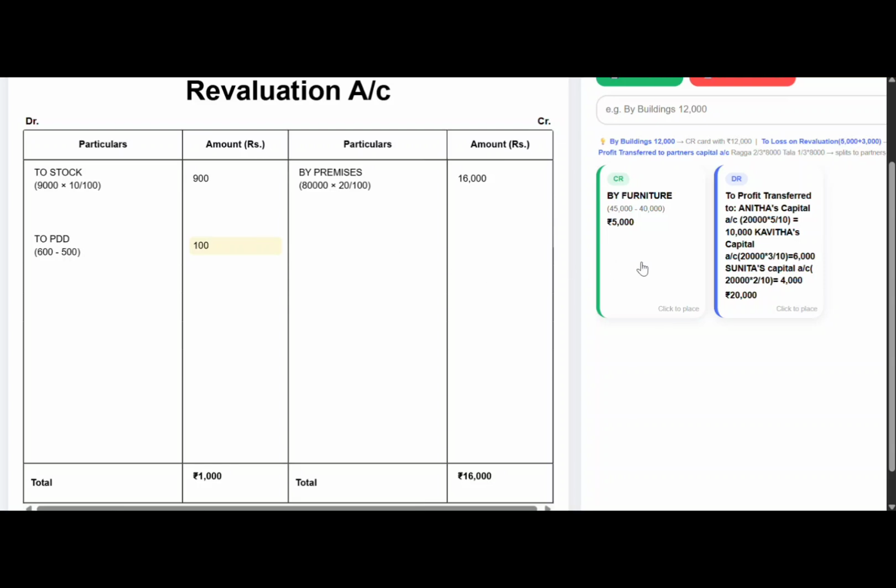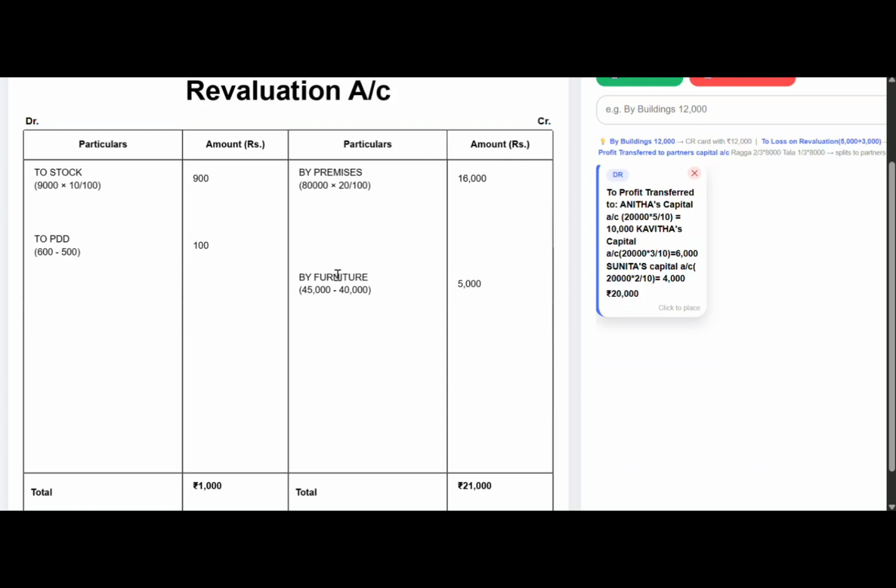Next we had is the furniture. The furniture, when we had compared between the old value, that is the book value, and the adjustment value, we have identified that there is an increase in the furniture value. So therefore, furniture will appear on the credit side of revaluation account. That is, the adjustment value is 45,000 minus the book value 40,000. So 5,000 is the increase in the furniture. So we write it as by furniture 5,000 on the credit side of revaluation account.